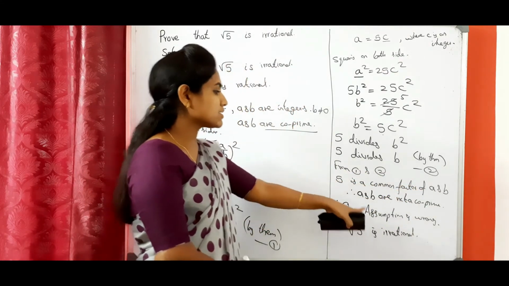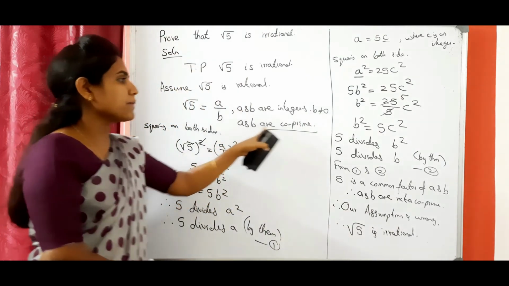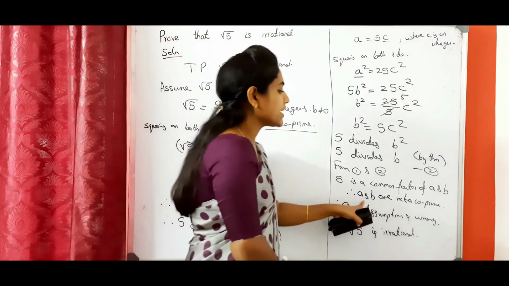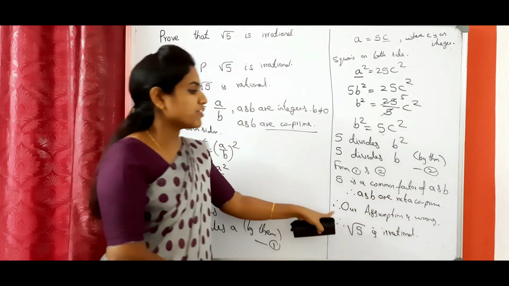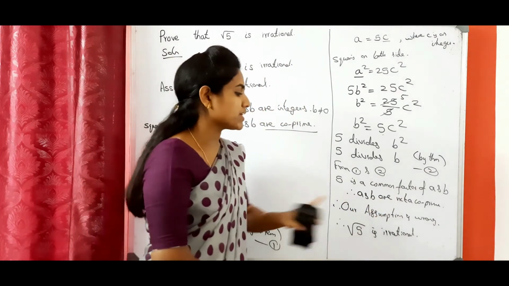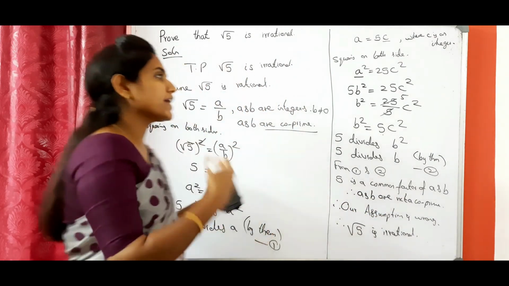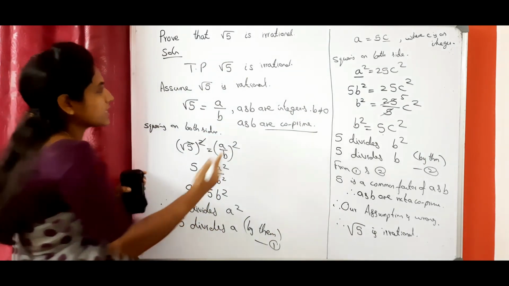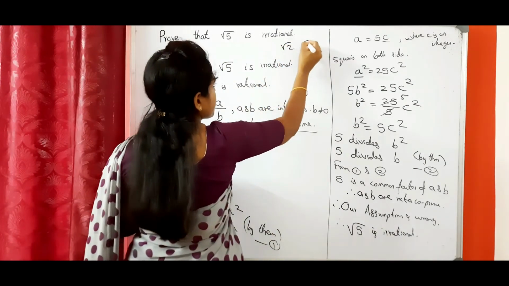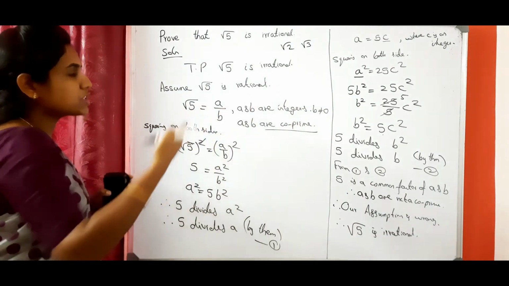Therefore, our assumption is wrong. Why? Our assumption is A and B are co-prime, but here we got A and B are not co-prime. Therefore, our assumption is wrong. Therefore, root 5 is irrational. Same like this, for any number they give, we can prove that. For example, root 2 or root 3. Same method, only we need to change the number.